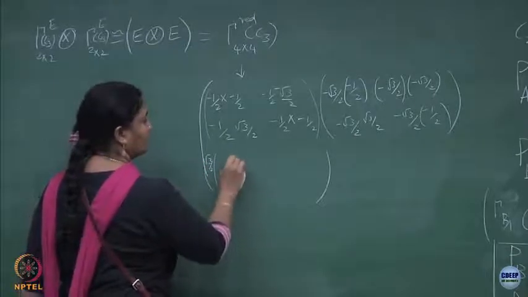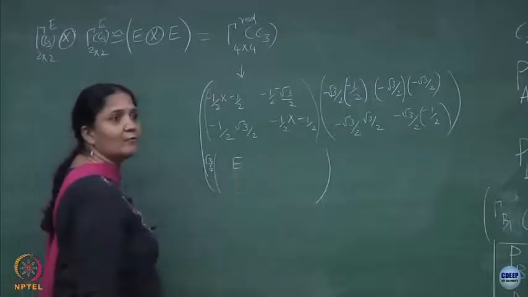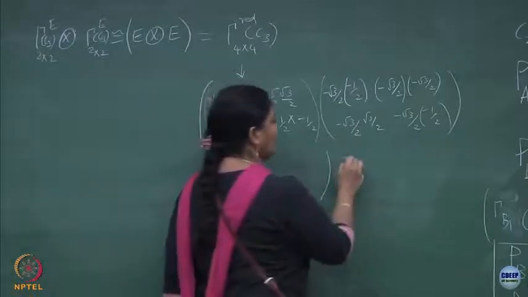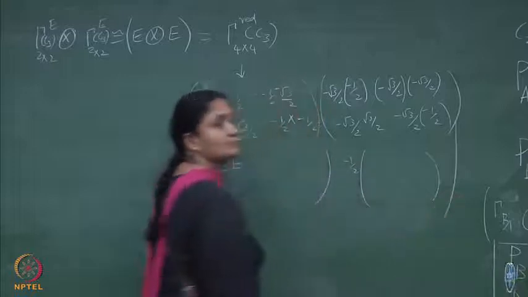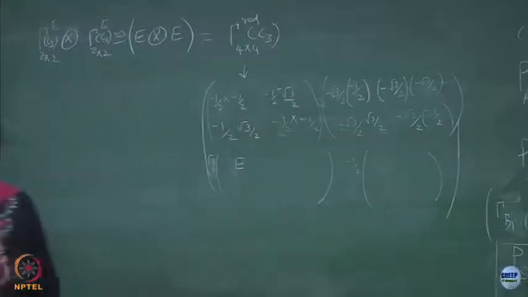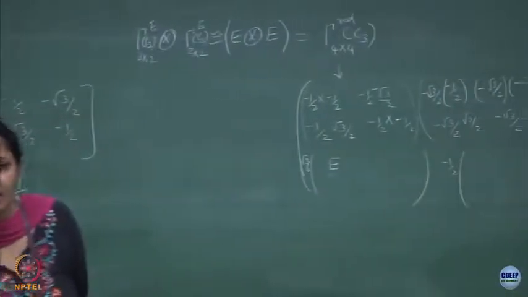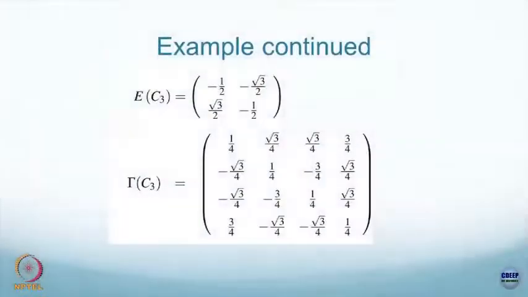Let me write this as the E, okay, you understand what I am saying. The last one will be a minus half with the same. This is what I have simplified here and put it on the screen for you, so that you can check it out. These are the 4 cross 4 matrix representation.